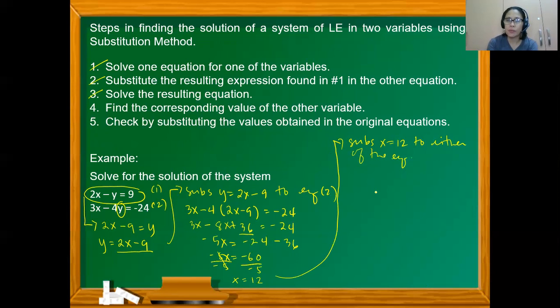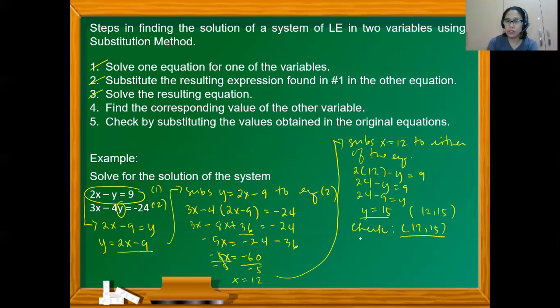Okay? So if we prefer the first equation, so this is 2 times 12 minus y equals 9. So we have 24 minus y equals 9. So we have 24 minus 9 equals y. So y equals 15 here. So the solution for this system is (12, 15). Again, we have to check if (12, 15) satisfies both equations.